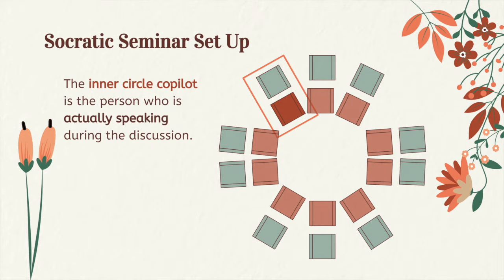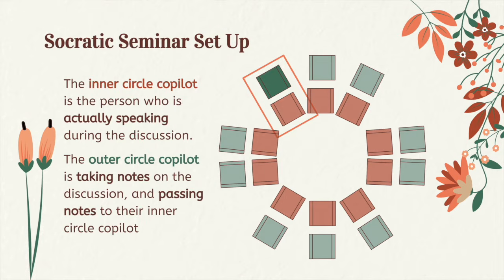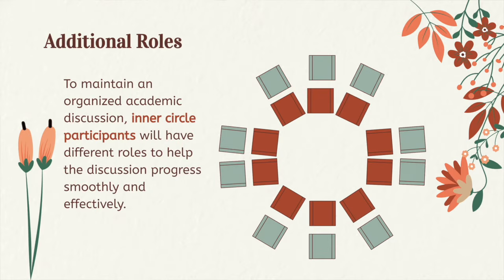So the inner circle co-pilot is the person who's actually speaking during the discussion, whereas the outer circle co-pilot is taking notes on the discussion or passing notes to their inner circle counterpart to help them come up with what to say. There are additional roles to help maintain an organized academic discussion, and those additional roles are held by the inner circle participants. And so this will just help the discussion move smoothly and efficiently.